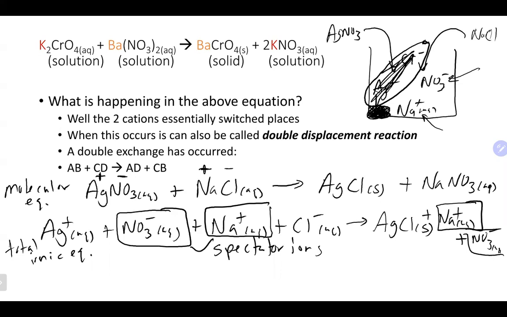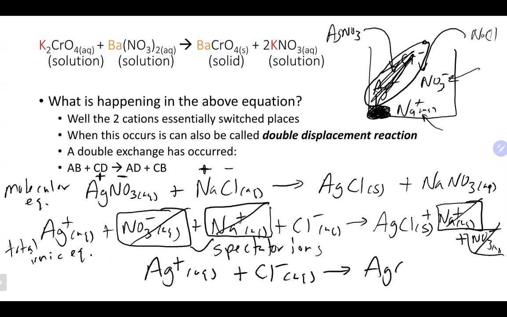Now, what we typically do with spectator ions is we get rid of them in this formula. And what we're left with is a third type of formula, which is very commonly written: the silver ion in this case and the chloride ion will come together to make silver chloride. And this is what is sometimes referred to as the net ionic equation.